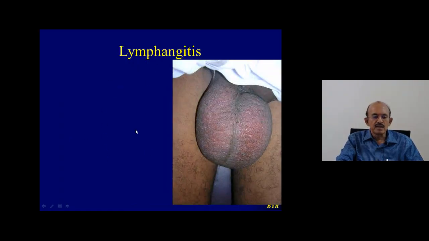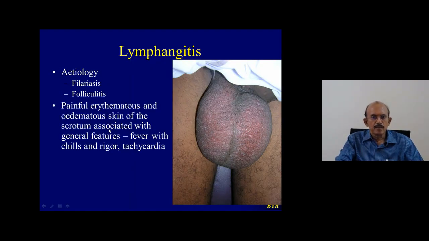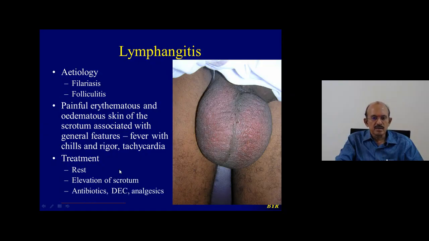Then lymphangitis, etiology: filariasis, folliculitis. There will be painful erythematous and edematous skin of the scrotum associated with general features like fever, chills and rigor and tachycardia. Treatment: rest and elevation of the scrotum, antibiotics, DEC and analgesics.